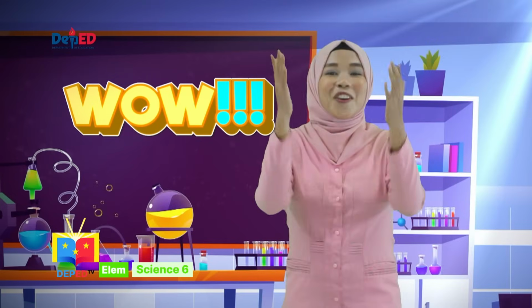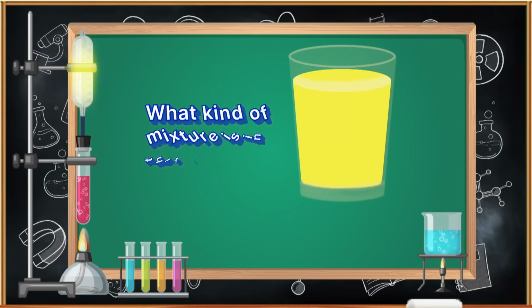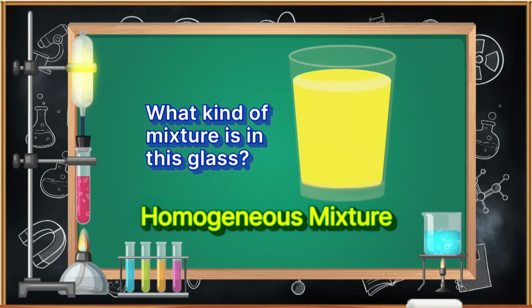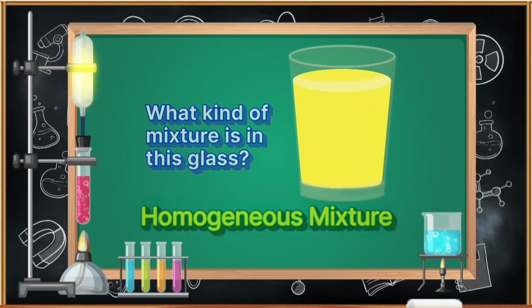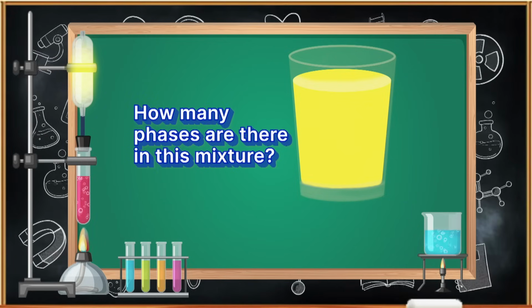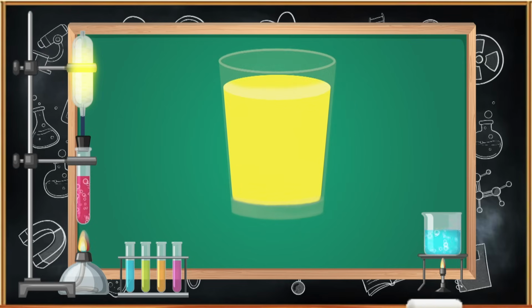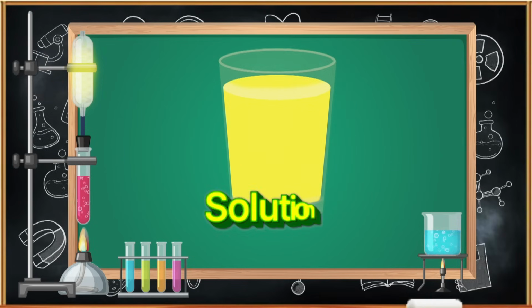Wow! You really did a good job. I have here my favorite drink, pineapple juice. It's tasty. Number 1. What kind of mixture is in this glass? Right, it's a homogeneous mixture. Number 2. How many phases are there in this mixture? Very good! It has one phase. This glass of juice is an example of a solution.